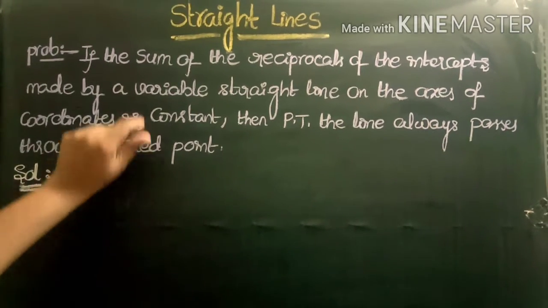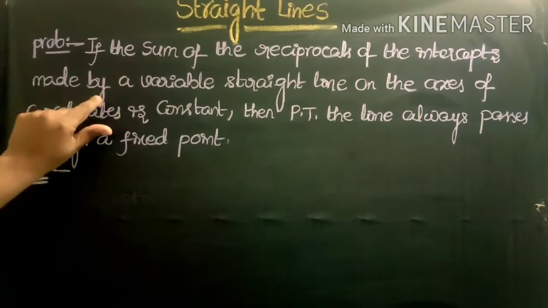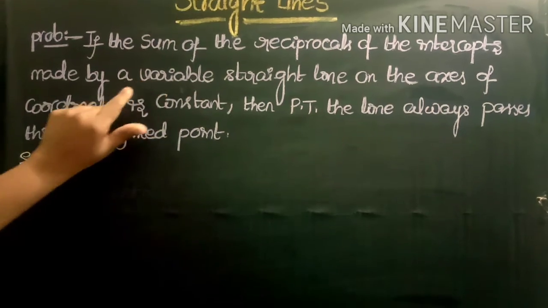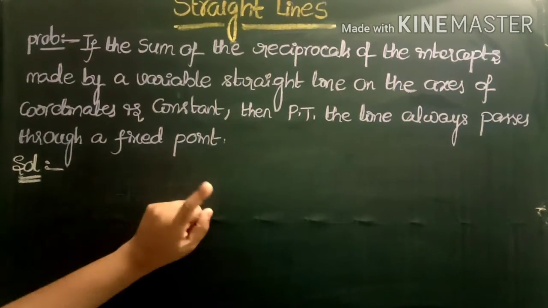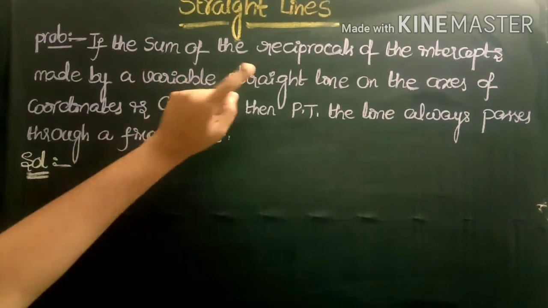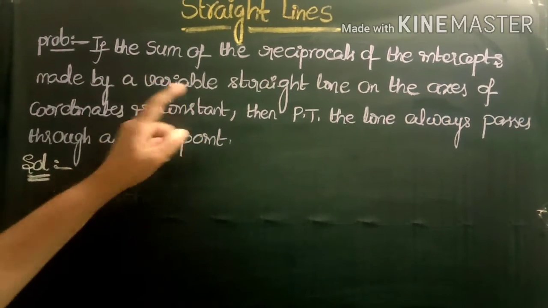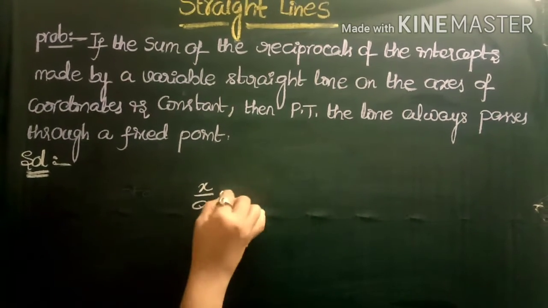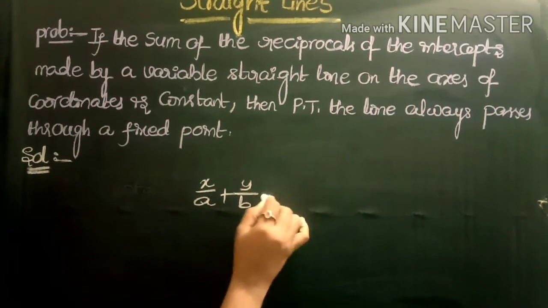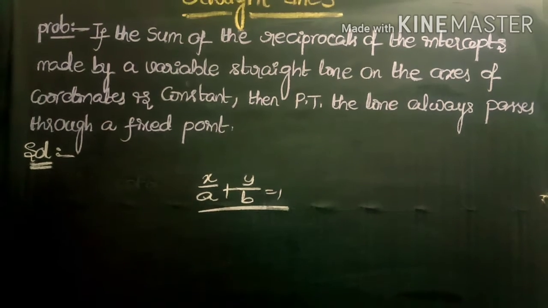Next problem: if the sum of the reciprocals of the intercepts made by a variable straight line on the coordinate axes is constant, then prove that the line always passes through a fixed point. So, the sum of the reciprocals of the intercepts made by a variable line on the coordinate axes. First I take one line, which is x/a + y/b = 1. This is the equation of the line in the intercept form.